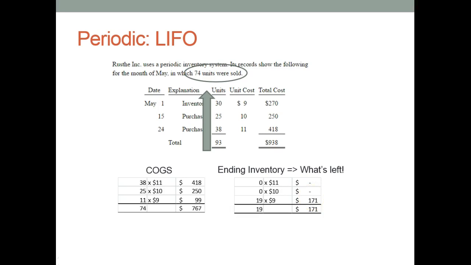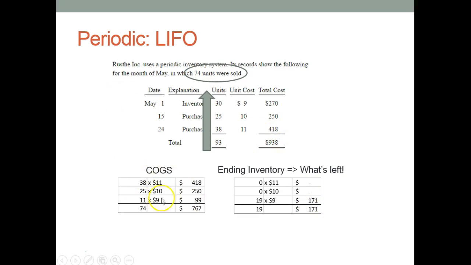Now one quick note here. We have 93 total units and $938 total dollars in inventory. We can always check our figures by confirming that our total of cost of goods sold plus ending inventory, if we add up these two numbers, we should always equal 93 total units. So 74 plus 19 is 93, and $767 plus 171 should equal $938. Okay, so that's a nice check figure.